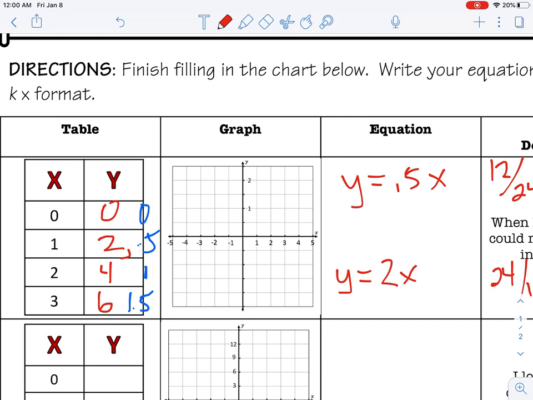If I'm going with the red one, 0, 0 is right there. If I go to 1 on the x-axis and up to 2, it's there. If I go to 2 on the x-axis, I'm off the chart already, and now I just connect these 2 dots, and that's my line.